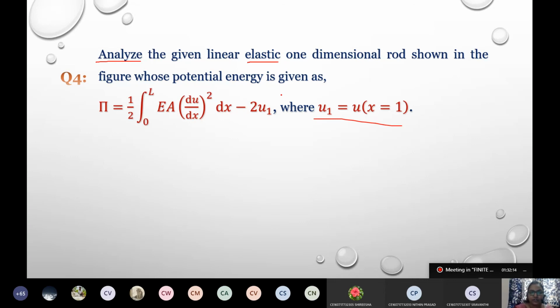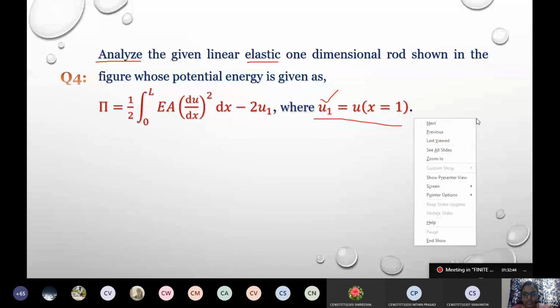You note down the equation of potential energy. And here in the equation, it is half integration of 0 to L, that is the overall length of the one-dimensional rod, E into A, dou u by dou x, that is the strain, dou u by dou x whole square into dx minus 2u1. What is this u1 term? Where x is equal to 1, the value of displacement is u1. So that is the given question.